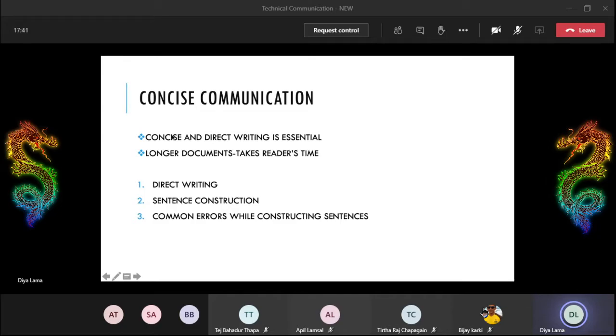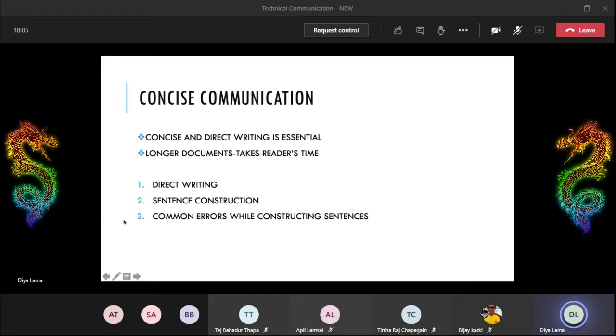Concise and direct writing is essential. Longer documents take readers' time. So in order to make your document concise, direct, and short, your document should not be long, it has to be short. So यस्तो गर्नको लागि तिमीले के गर्न सकिन्छ? First is direct writing, second is sentence construction, third is common errors. So these are the things you have to keep in mind.